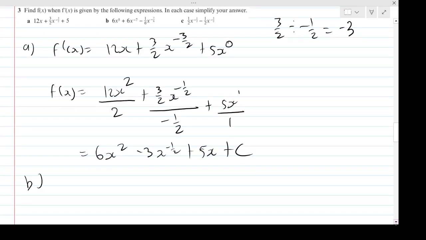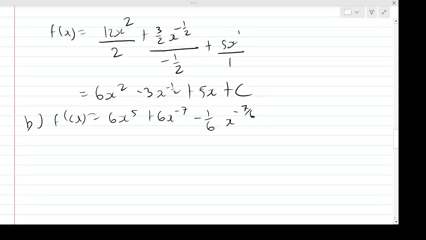Part B. We now have f dash of x to be equal to 6x to the 5, add 6x to the minus 7, add minus 6x to the minus 7 over 6. Right, okay. So we want to integrate from the gradient, from the derivative, to get the original function. So again, we're going to integrate the x's separately. So firstly this, well, 6x to the 5. Then 5, we add 1 to the power to get 6. Then we divide by the power. So then we divide by 6.